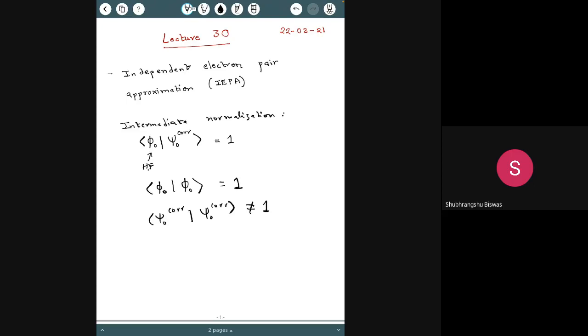Okay. And the correlation energy is simply defined as the difference of the expectation value of the correlated wave function and the Hartree-Fock energy. So, E correlation is defined as the, is simply the difference.